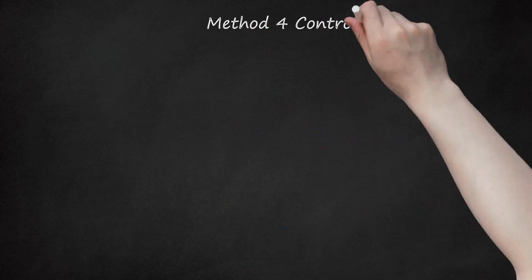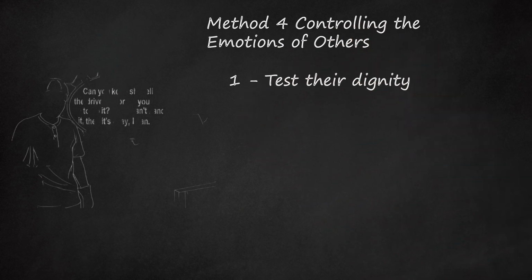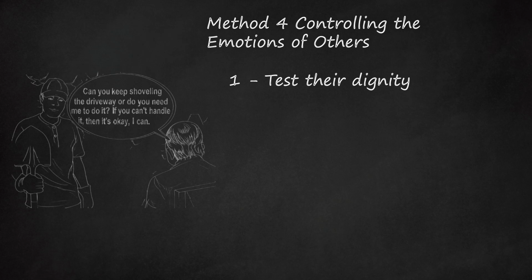Method 4. Controlling the emotions of others. 1. Test their dignity. Most people do not like to claim defeat, or admit when something becomes too hard for them to do. By presenting undesirable tasks in certain ways, you can easily convince someone to agree to what you want. If you want someone to shovel snow from your driveway, you may ask, "Can you keep shoveling the driveway, or do you need me to do it? If you can't handle it, then it is okay, I can."